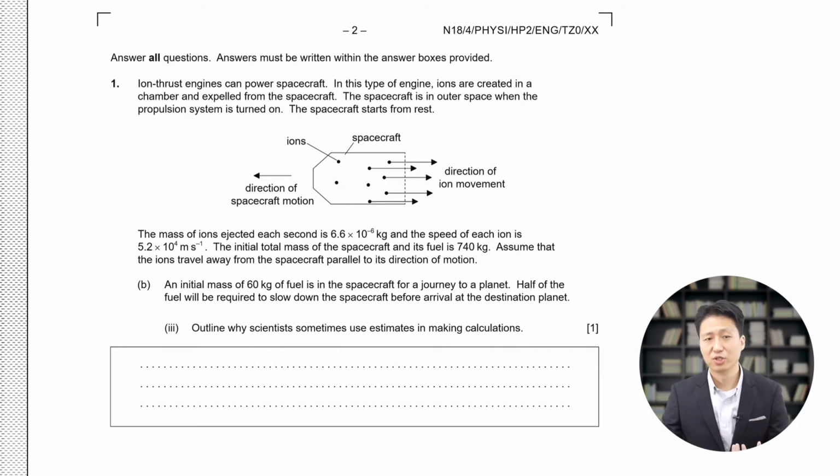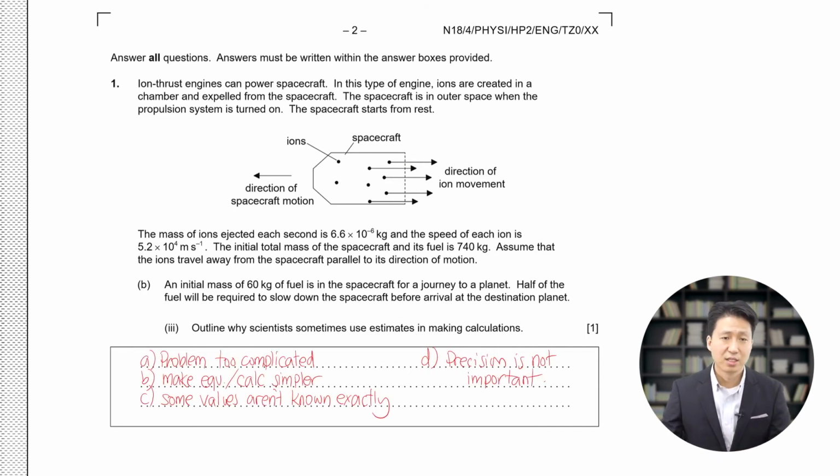Next question: it says, outline why scientists sometimes use estimates in making calculations. This is more of a subjective question, so it doesn't matter what you write, as long as you write one of the correct answers, you will be fine. So just write as much as you can. One of the possible answers is that the problem may be too complicated and requires simplification to be able to be solved. Another possible answer is that it makes the calculations and equations simpler. Another answer may be that some values are not known exactly, and because some of the values are already estimates, it doesn't really change much if you estimate the whole answer. And lastly, in cases where precision is not important, where you just want a rough estimate of what you need, then you use this type of estimation.